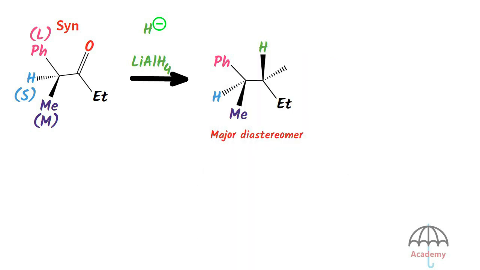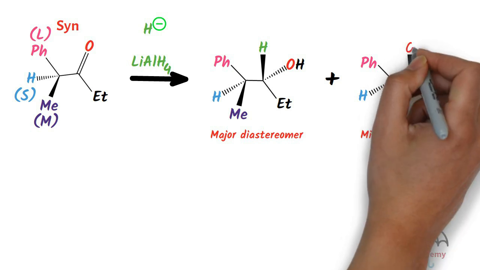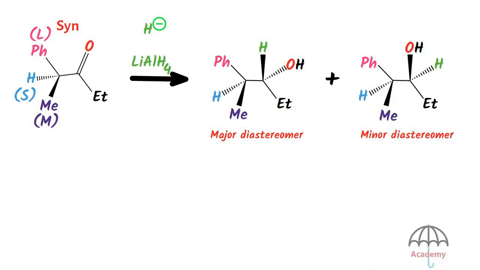The hydroxyl group is pushed on dashes. The minor diastereomer will be having hydride on dashes. And hydroxyl obviously on wedges.